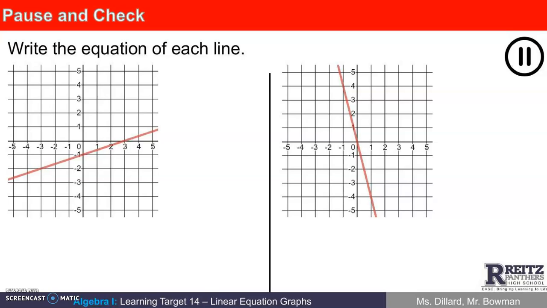Okay, you know what to do. Pause the video, try to write the equations of these two lines, and when you think you've got answers that make sense, hit play and get some feedback.